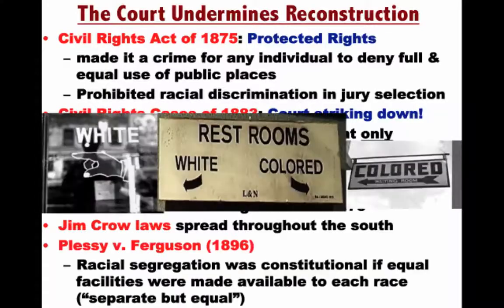And very important, you know, is Plessy versus Ferguson in 1896. In this case, the Supreme Court rules racial segregation was constitutional if equal facilities were made available to each race. And this establishes the separate but equal doctrine. And we all hopefully know it was always separate but never equal. And so you get Jim Crow laws spreading segregation throughout the South, and it is validated and approved by the courts.